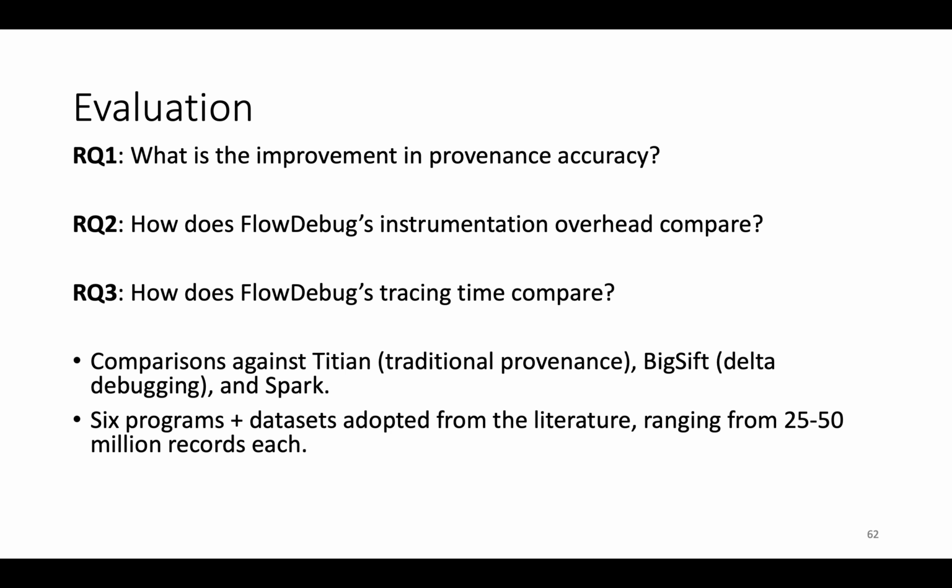For our evaluations, we compared against two of the existing tools as well as baseline Spark. We compared against Titian, which implements traditional data provenance, and we also compared against BigSift, which implements delta debugging, which is the search-based fault isolation technique we discussed earlier. The programs and datasets we used in our evaluation come from existing literature, and their datasets typically range in between 25 to 50 million records each.